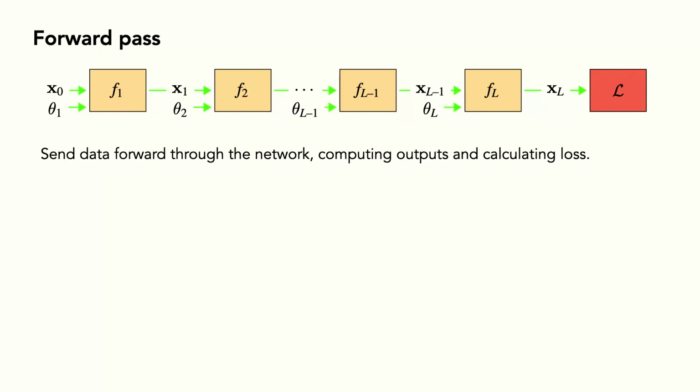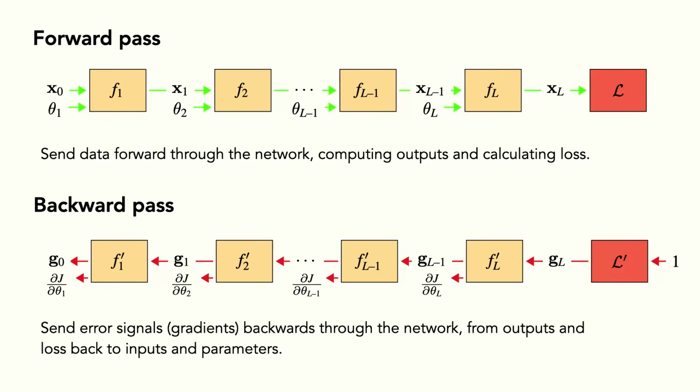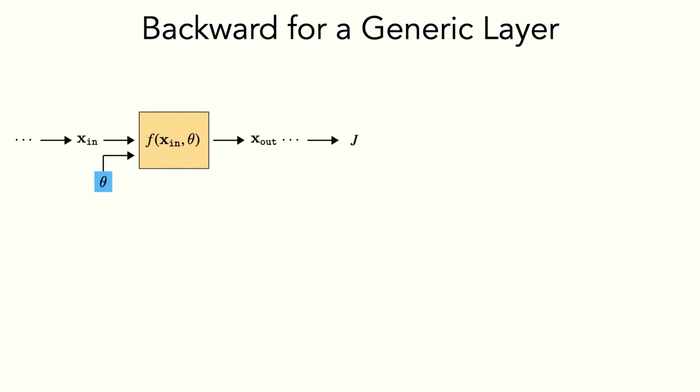So if this is a forward pass, we're sending data forward through the network, computing the outputs and calculating the overall loss. Then a backwards pass looks like this: we send our error signal, the gradients, backwards through the network from the outputs and the loss back to the inputs and the parameters. Does this make sense? Cool. So what does a backwards pass look like for a generic layer?